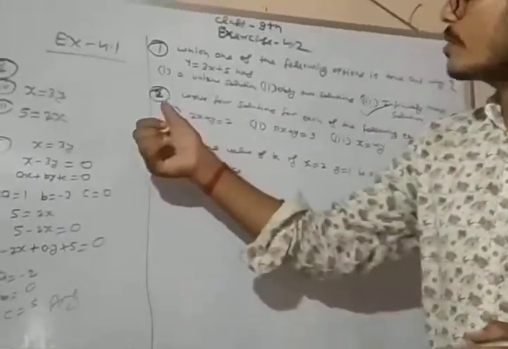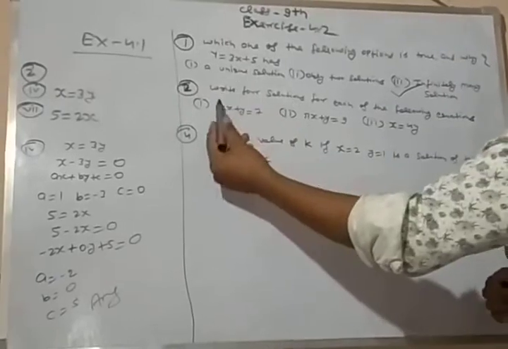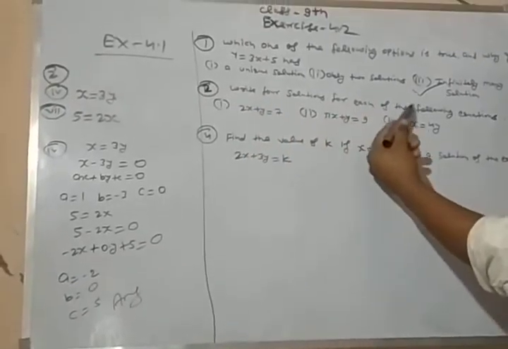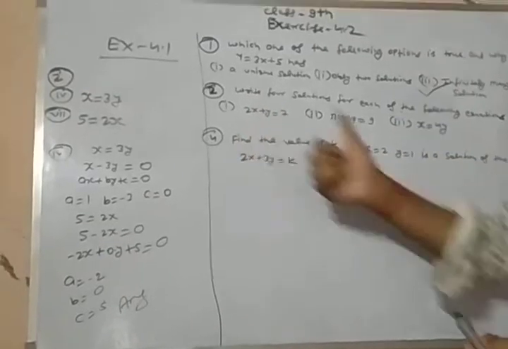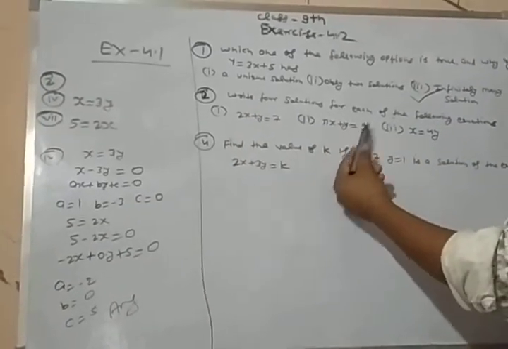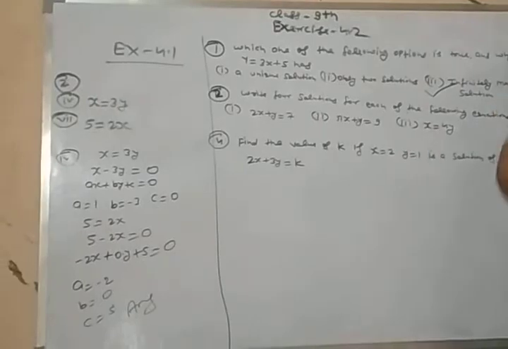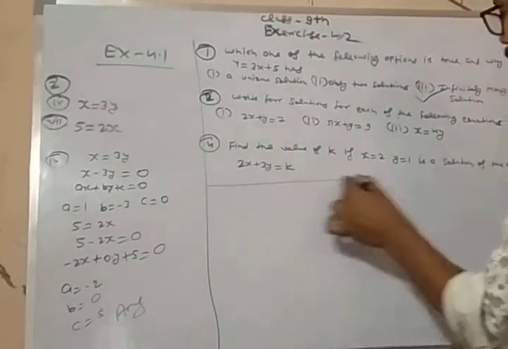Now let's go to question number 2. Write 4 solutions for each of the following equations. First, 2x plus y is equal to 7, second pi x plus y is equal to 9, and third x is equal to 4y. Solve here the first part.